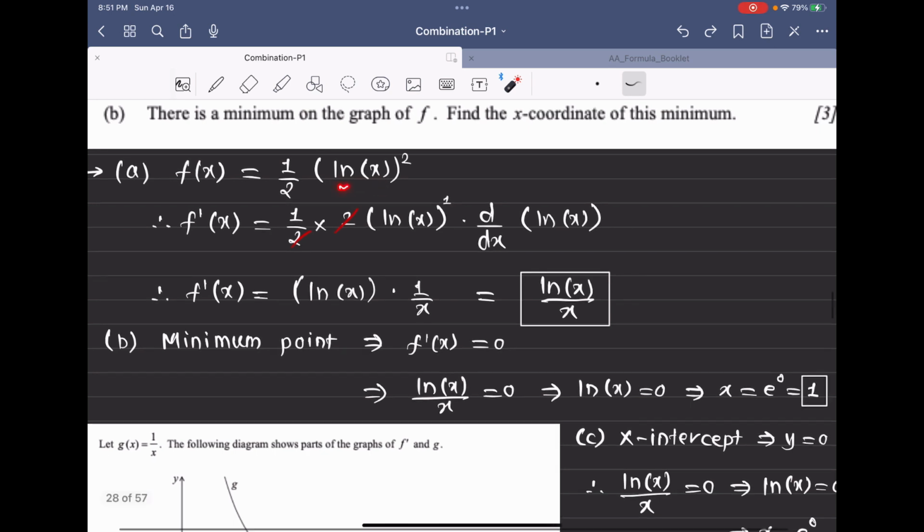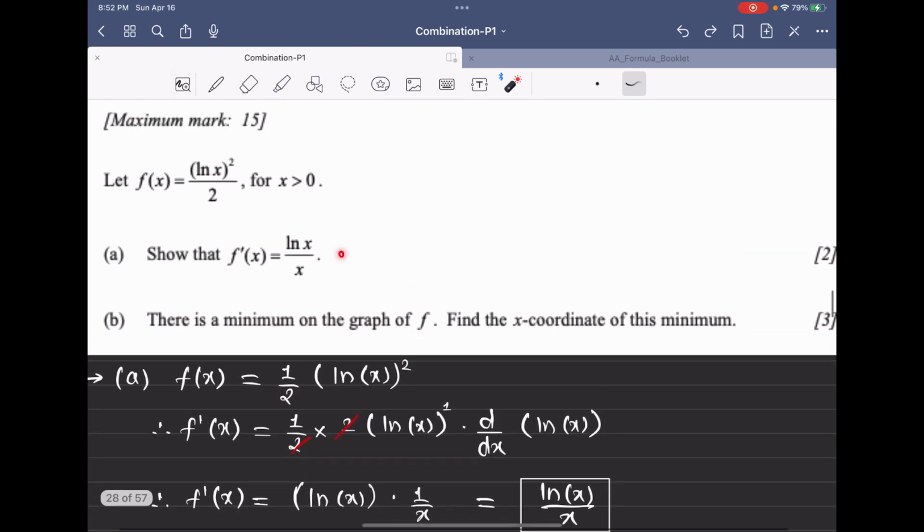So we will take the derivative of ln x. That means derivative of ln of x is 1 upon x. 1 upon x into ln of x is ln of x upon x, which we want to show.